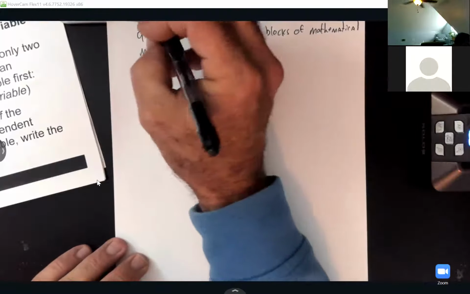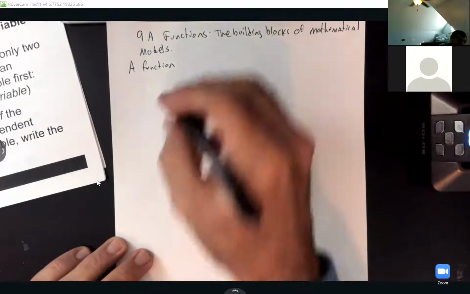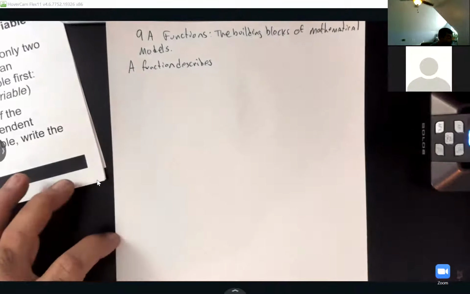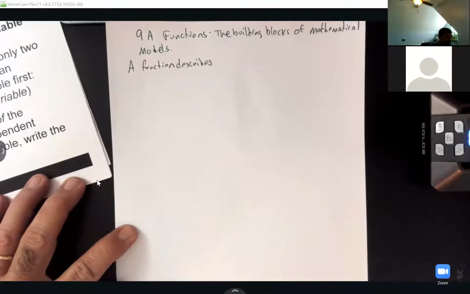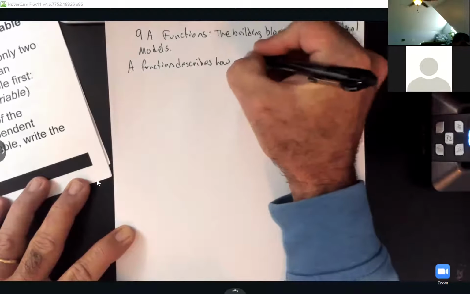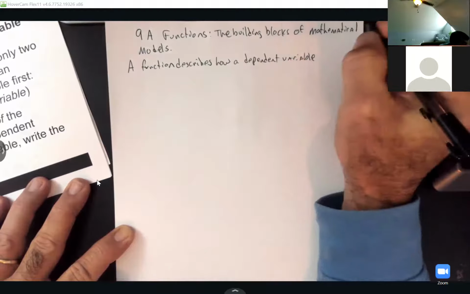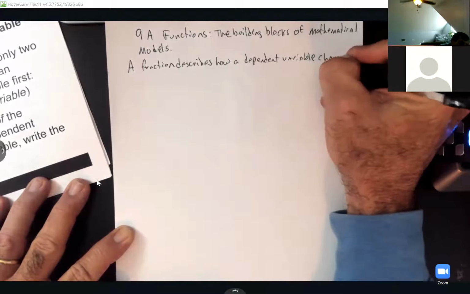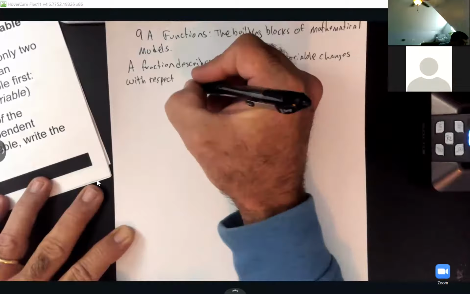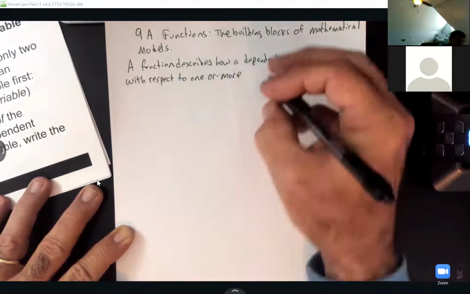So basically a function describes how a dependent variable changes with respect to one or more independent variables.